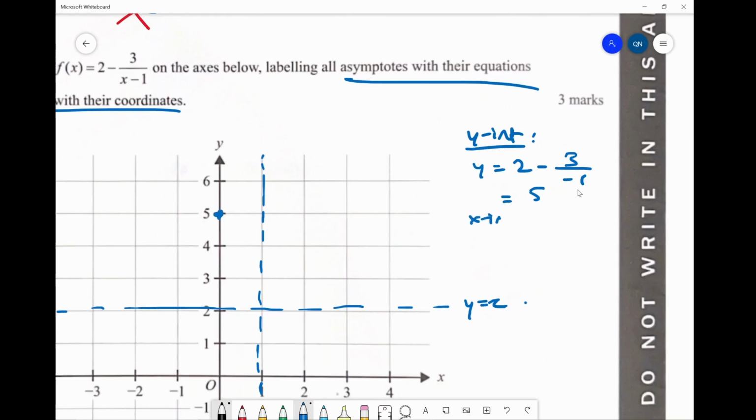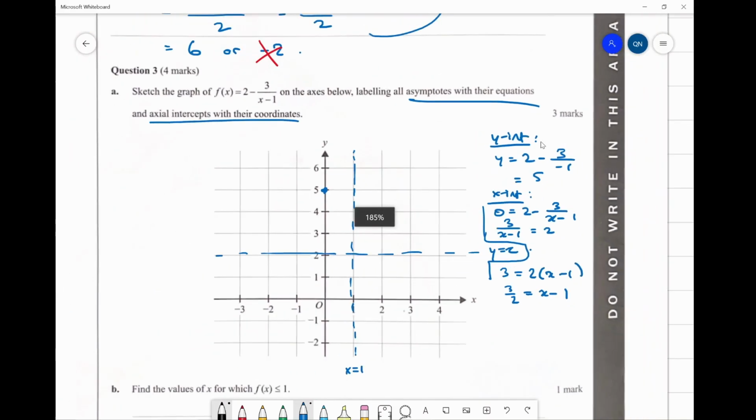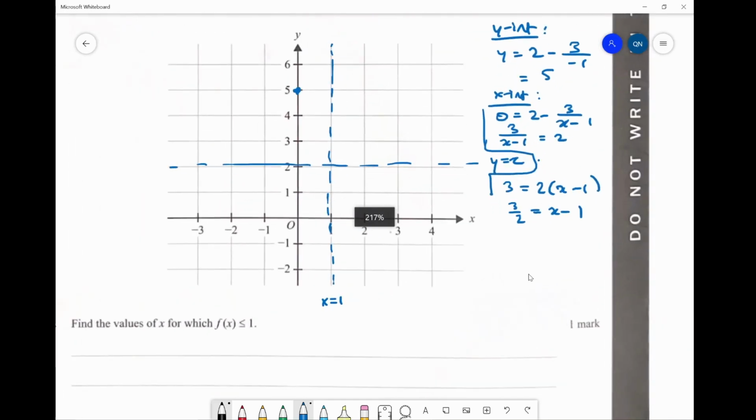Let's do the x-intercept. So the x-intercept is just setting f of x equals 0. We get 0 equals 2 minus 3 over x minus 1. Bring it over, we have 3 over x minus 1 equals 2. Let's separate over here so we don't get confused. So bringing the x minus 1 over, we get 3 equals 2 times x minus 1. So 3 on 2 equals x minus 1. So adding 1 on both sides, we get x equals 5 halves. So that's going to be the x-intercept, which is right over here.